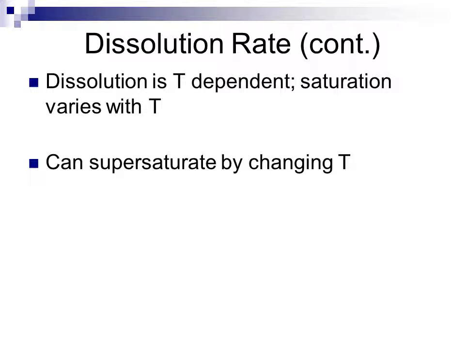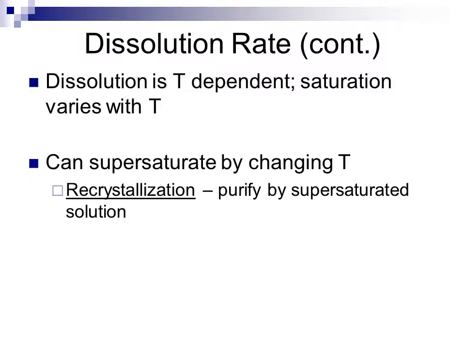If I have a substance which dissolves at higher temperatures more than at lower temperatures, I can dissolve more of the substance at high temperature. If I then lower the temperature in a very careful manner, I can actually create a solution in which I have more solute dissolved than I should be able to at equilibrium. A process of recrystallization relies on this supersaturation process in order to purify.